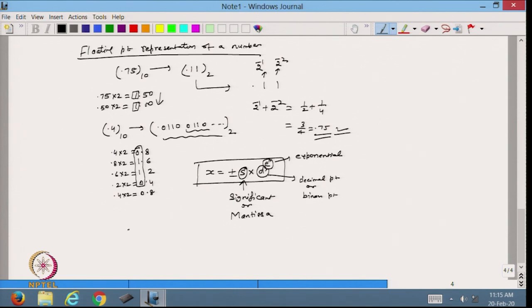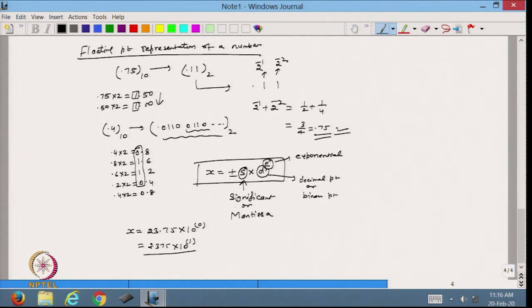Suppose I have a number x equal to 23.75. I can write this number as 2.375 multiplied by 10, where the power is 1. The same number can also be written with 10 raised to power 0. The only difference is that here we have 2 digits before the decimal and in the other case 1 digit before the decimal. So we have to define what is the well accepted form of the number.